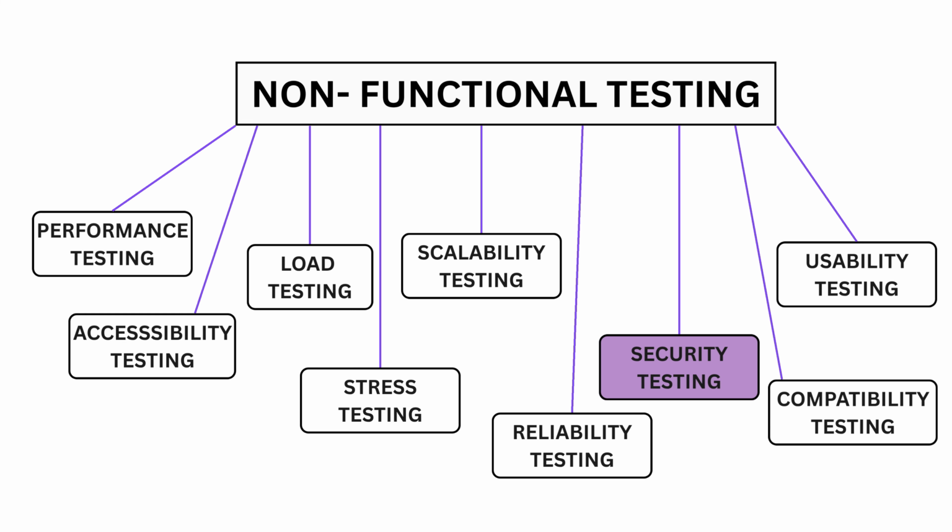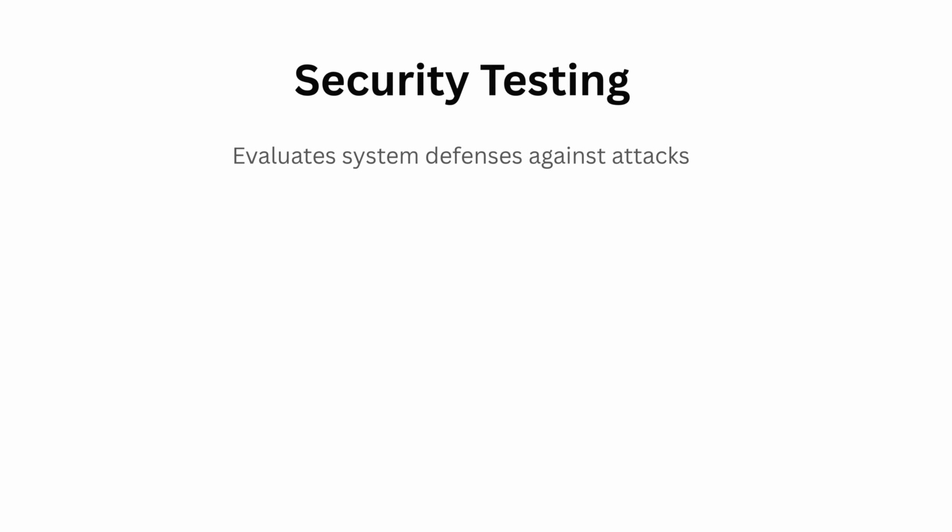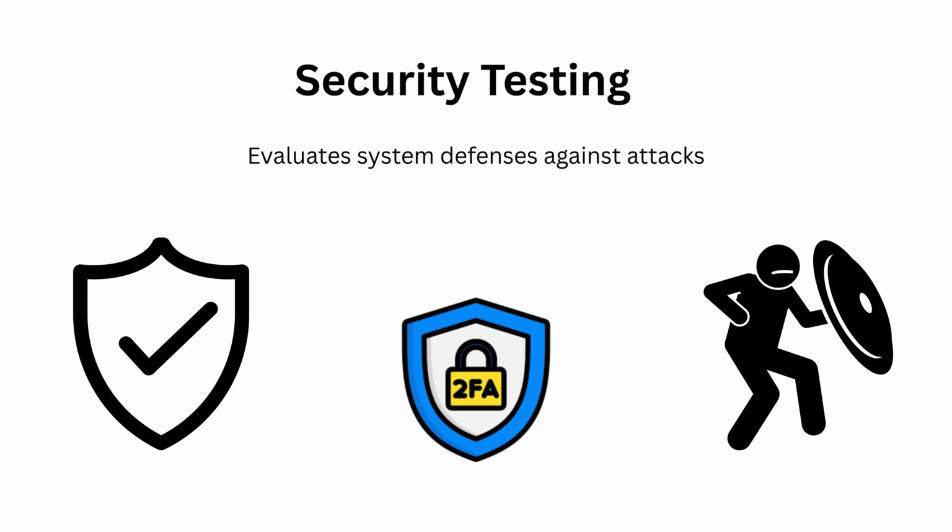And then moving on to security testing. This evaluates your system's defenses against attacks. So it could be you or someone on your team trying to hack your system to see how easy it is, or testing your user permissions to make sure that only authorized users have access to sensitive parts of your system, or testing your two factor authentication. So there are a lot of various tests you can do under security testing just to see how secure your app is.